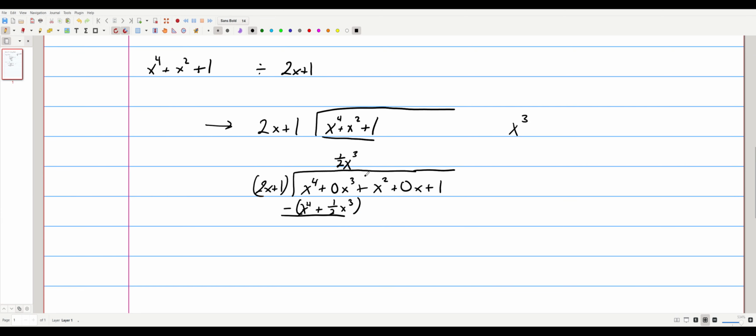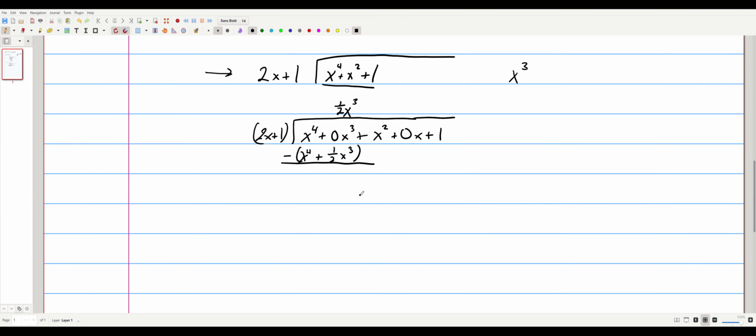Then I subtract, find the difference. And so I get negative 1/2 x cubed, because 0 minus 1/2 x cubed is negative 1/2 x cubed. And then I'm going to bring down the next term, because I have a binomial here, and so I want 2 terms here as well.